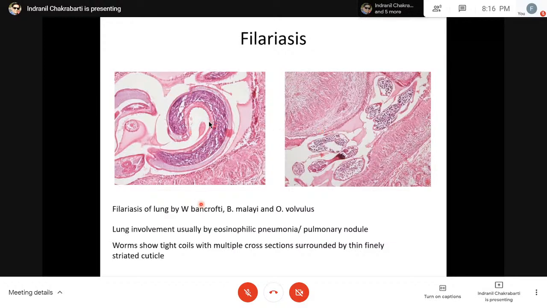They are caused by Wuchereria bancrofti, Brugia malayi, and Onchocerca volvulus. That is, the lung infections are mainly caused by these three. And the patient may present with eosinophilic pneumonia or a pulmonary nodule. So the worms show tight coils, multiple cross sections may be present, and they are surrounded by a thin, finely striated cuticle. So dirofilaria has a thick cuticle, while in filariasis we get a thin, finely striated cuticle.